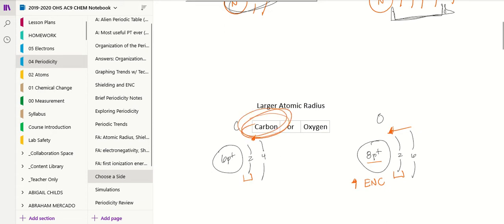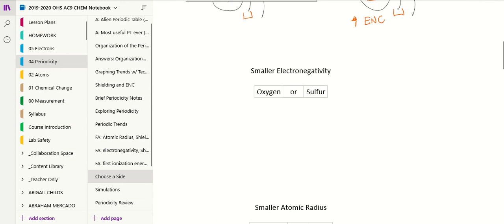So all of you are correct. Carbon has a smaller atomic radius. Sorry, has the larger atomic radius. My bad. All right, make a decision. Which one has a smaller electronegativity? Oxygen or sulfur? Go. All right, here we go. So, look at oxygen, look at sulfur. Are they in the same group or the same period? Same column, so same group.